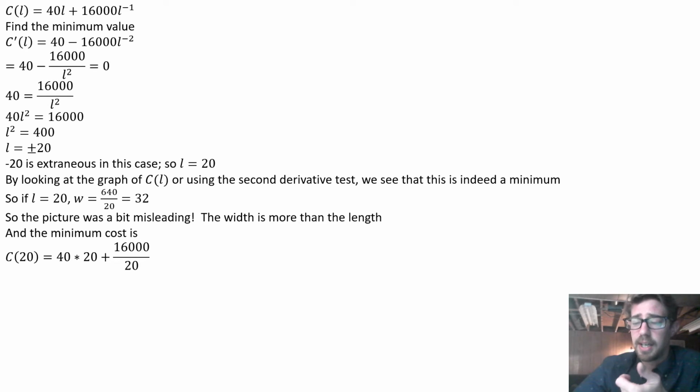Right. So anytime we find what to do to achieve the minimum cost, I'm generally always going to ask you to tell me the minimum cost as well. So you just stick that back into the original equation. This is just the y value of the graph. It's just 40 times 20 plus 16,000 over 20. So that's it. We're spending $1,600 on this thing. That's the least we can spend.